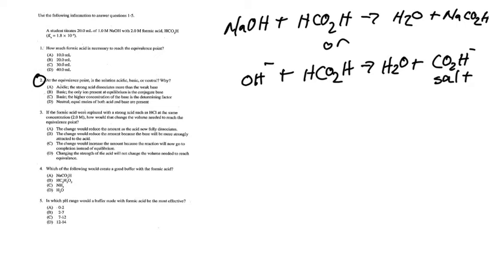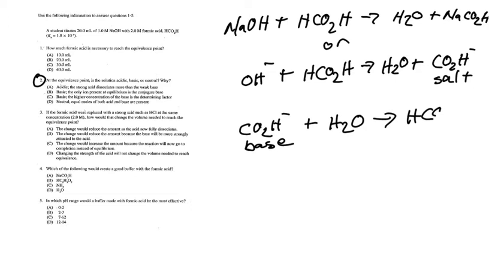So why is it going to be basic? Because if CO2H- is sitting around and it has water to react with, if it acts as a base, it could pick up that H and make HCO2H. In other words, go backwards, plus OH minus. If it does this reaction successfully, it will make hydroxide and it will make the solution basic. So some salts are acidic or basic. In this case it will work pretty well because this is a weak acid, so we will get some progress this way.